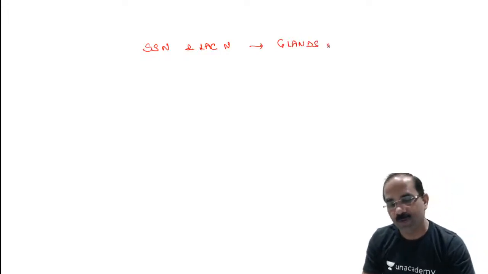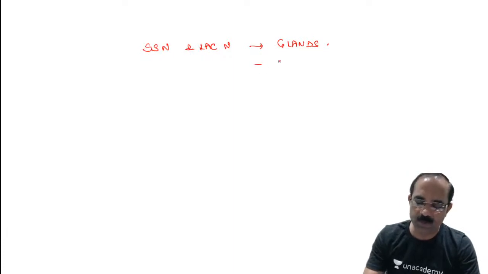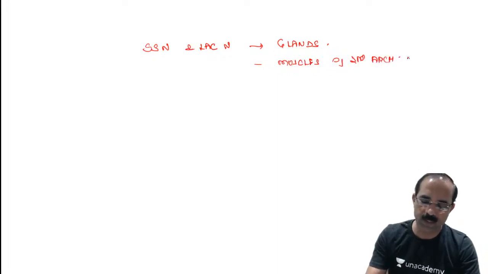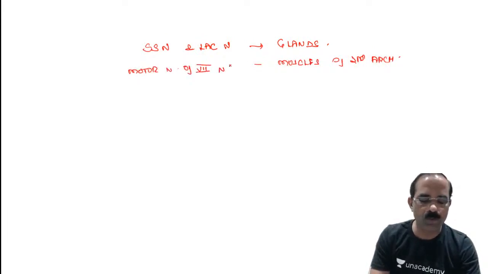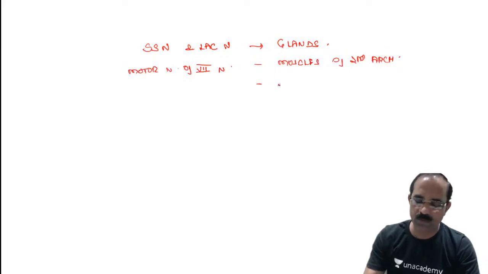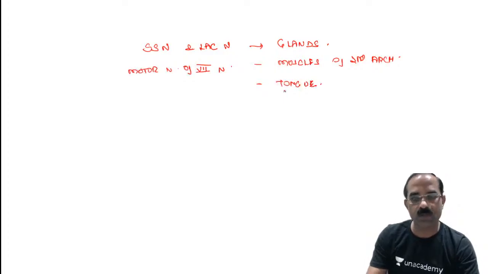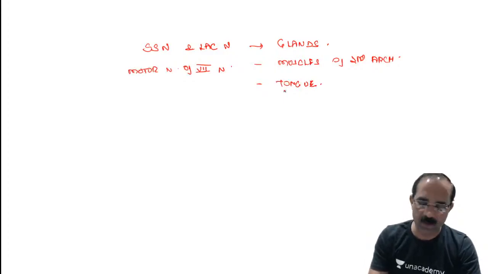What is the name of the nucleus of the facial nerve which supplies the muscles of the second arch? Muscles of the second arch are supplied by the motor nucleus of facial nerve. What else? The facial nerve supplies the tongue. And what is the name of the nucleus of facial nerve to supply the tongue? This is the nucleus of tractus solitarius.